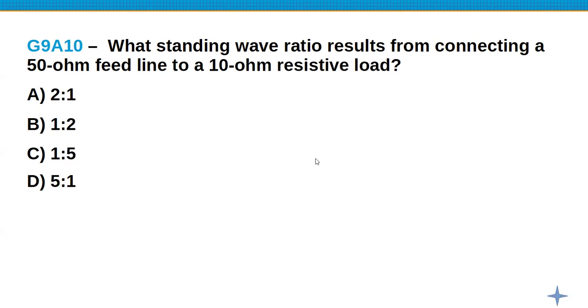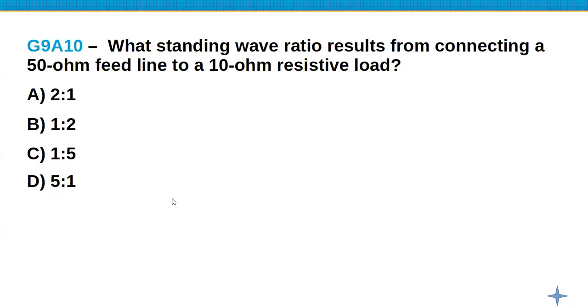What standing wave ratio results from connecting a 50 ohm feed line to a 10 ohm resistive load? This might help, because you can throw out Bravo and Charlie right off, because they're not over 1. So it's either Alpha or Delta, and 50 divided by 10 gives you delta, because when you write it, you put the higher number first. But I didn't get a 5, I got a 2, so it has to be Alpha. Wait, I think it's Delta.